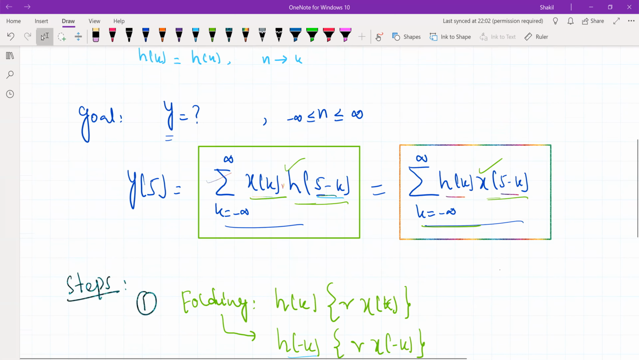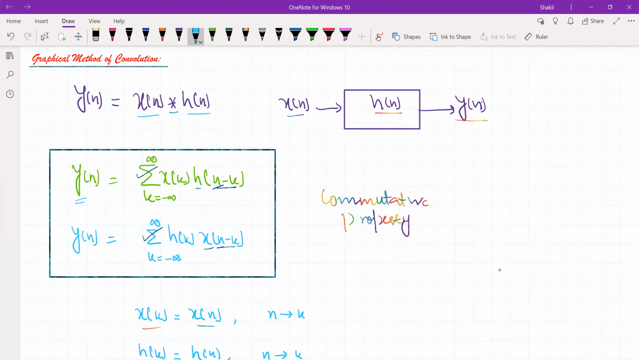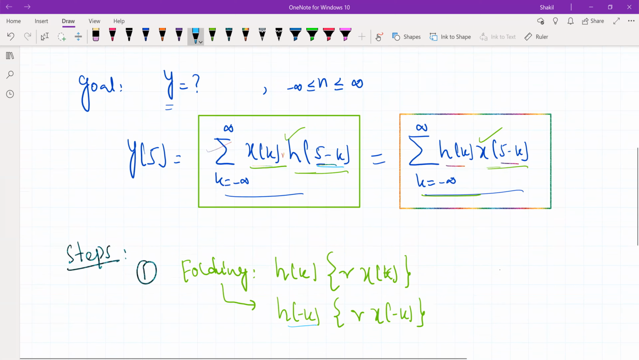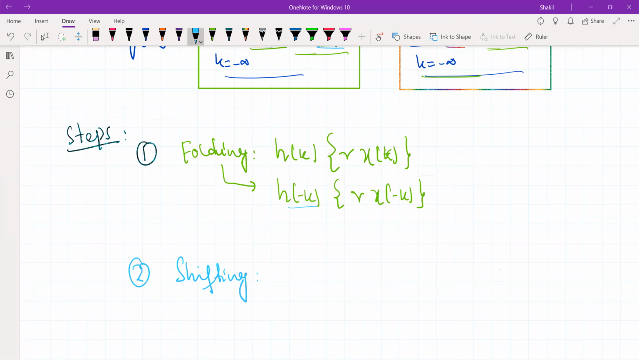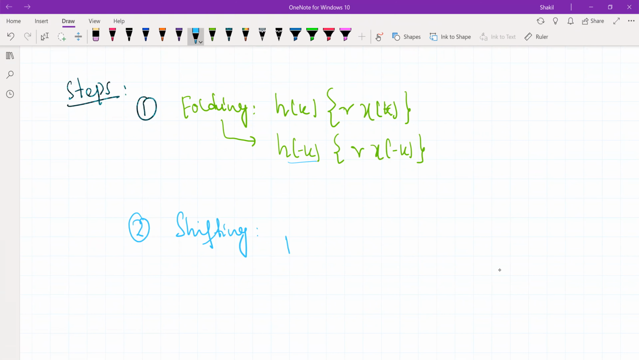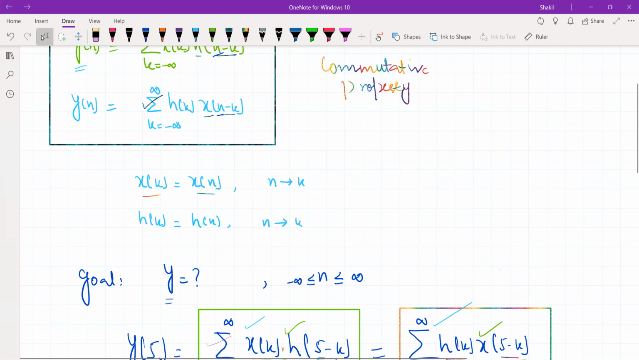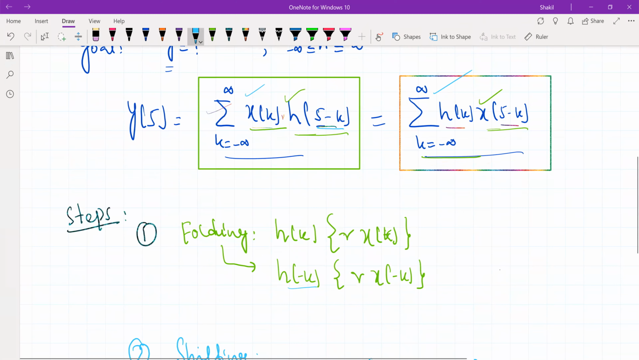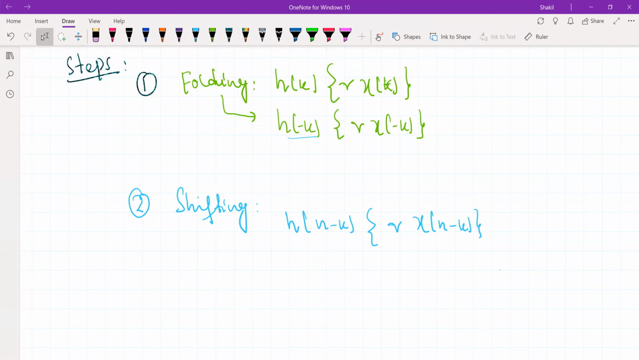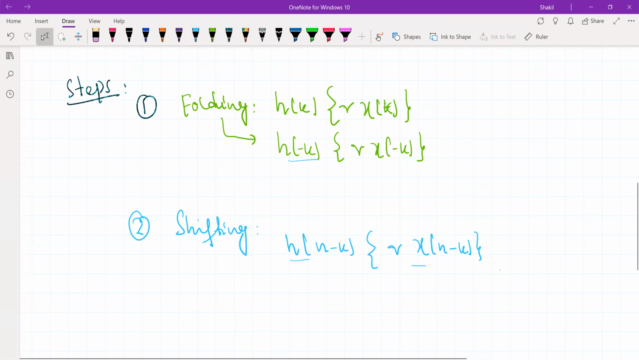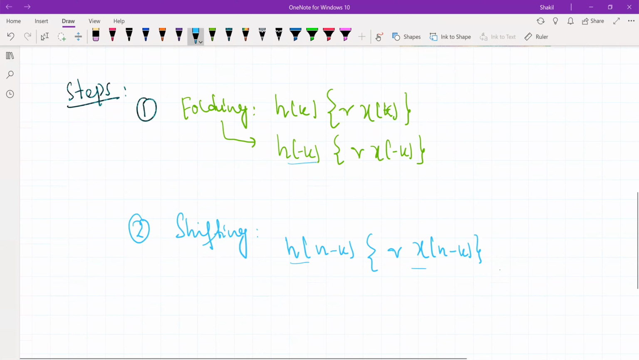For the second operation, you shift the sequence and obtain h of n minus k or x of n minus k, depending upon which summation formula you're using. Now you do the shifting operation either on h or x, not both. Remember, this is why I write "this or this", because you can use either summation formula. So this is the second operation.